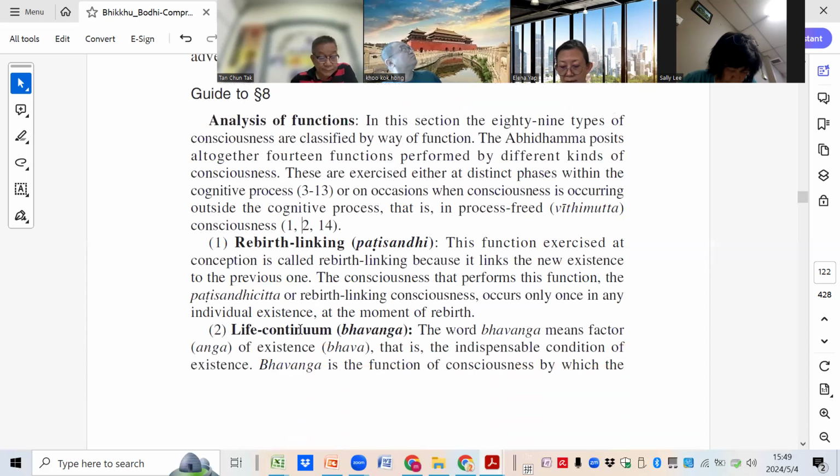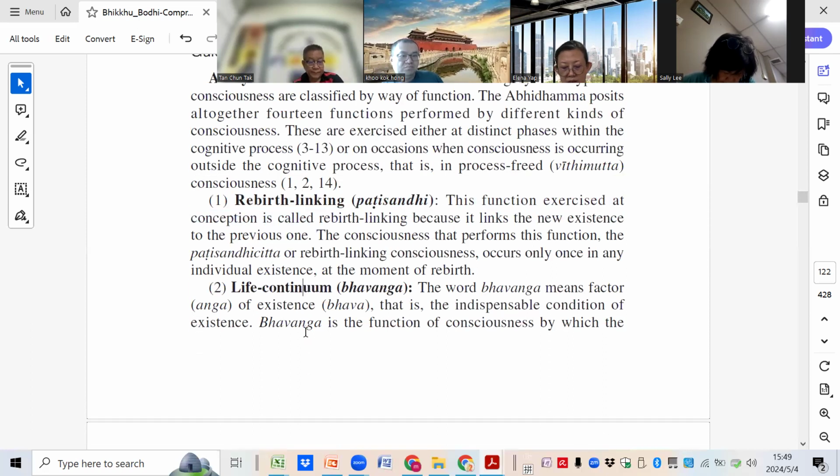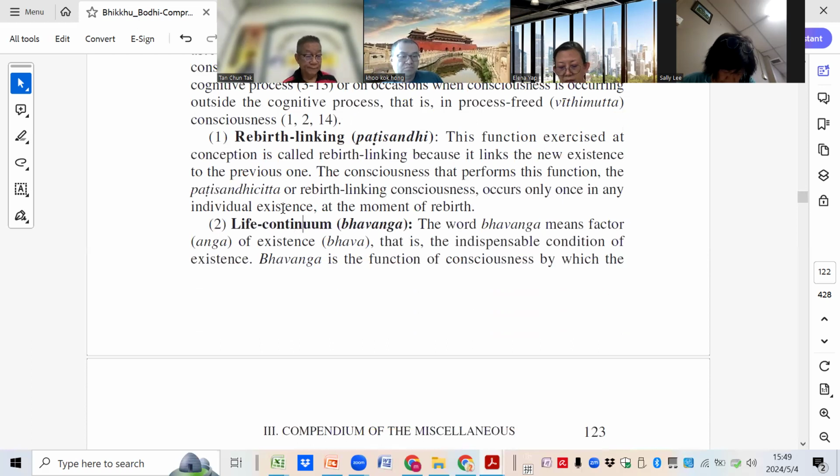Analysis of functions. In this section, the 89 types of consciousness are classified by way of function. The Abhidhamma recognizes 14 functions performed by different kinds of consciousness. These are exercised either at distinct phases within cognitive processes, numbers 3 to 13, or on occasions when consciousness is occurring outside the cognitive process, that is in the process-freed, vithi-mutta, consciousness: numbers 1, 2, and 14. Number 1, rebirth linking, Pati Sandhi.